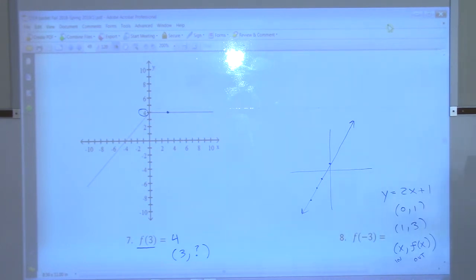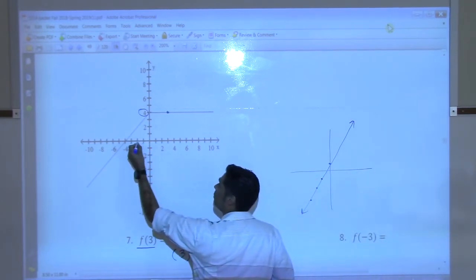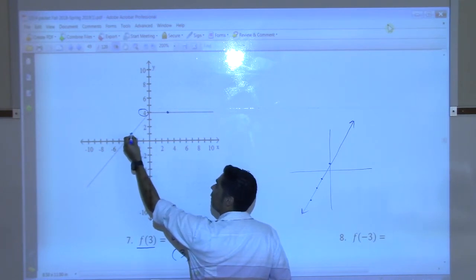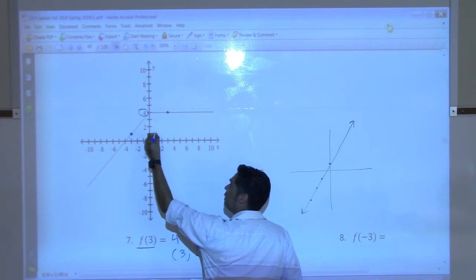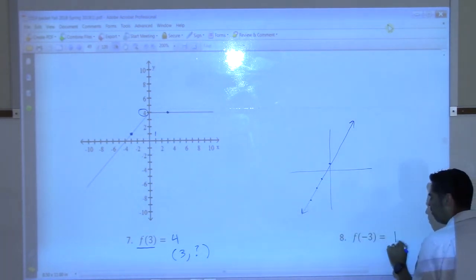F of negative 3. So now you're saying if you let x be negative 3, what is the output going to be? So what does it look like to you? F of negative 3. So go to negative 3. 1, 2, 3. There's negative 3, right? And look for the dot. So here's the dot right there. And what is the value of that? 1, right? It's 1 unit up. So this would be 1.